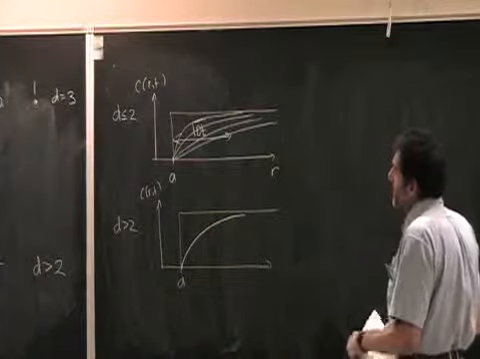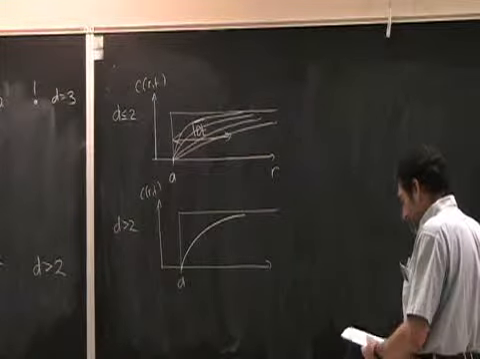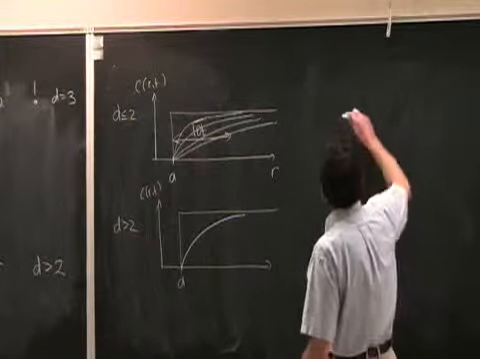Okay, so what I'd like to do, let's see, what should I do now? What happens then for d less than 2?